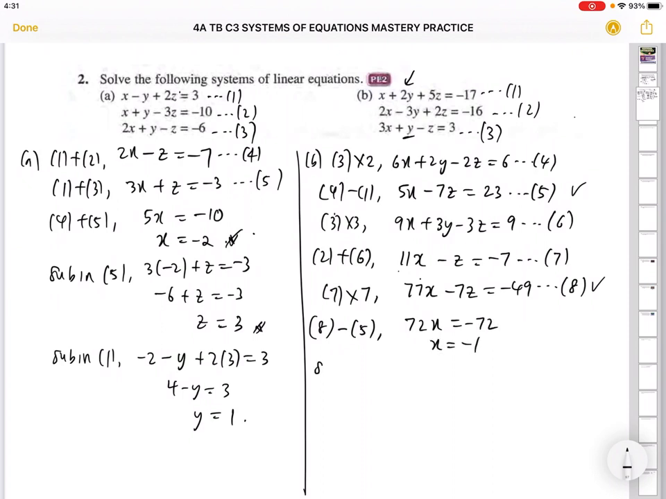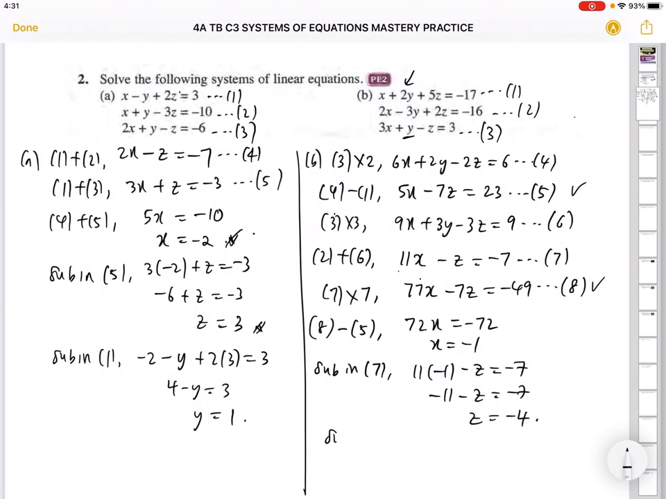So here we sub inside, let's say equation number 7. I already know x is negative 1. I now find z, so this is negative 11, bring over. Okay, do a bit slower, don't do too fast. Z bring over, negative 11 plus 7, negative 4.